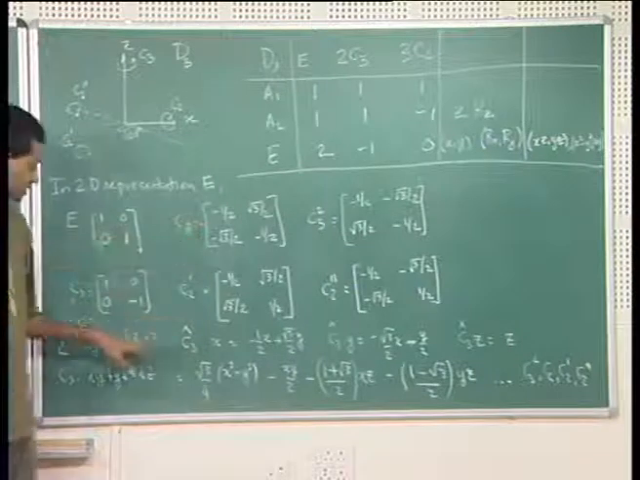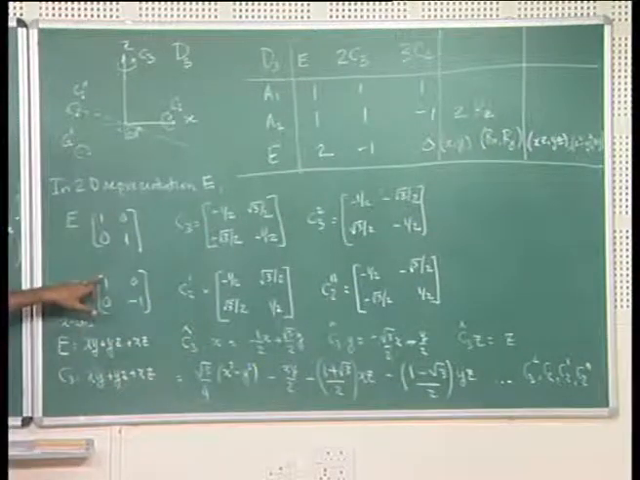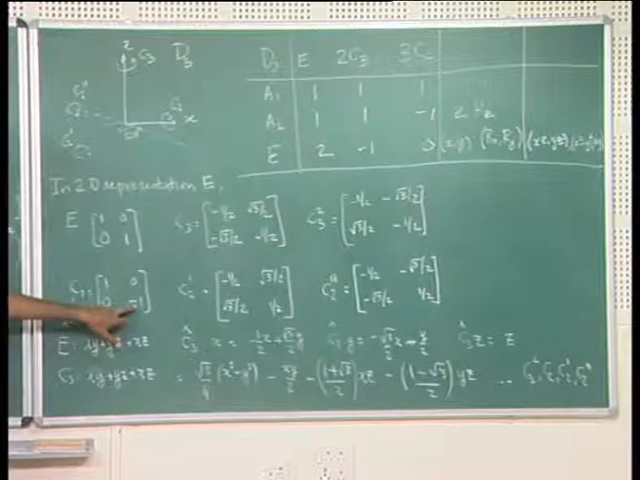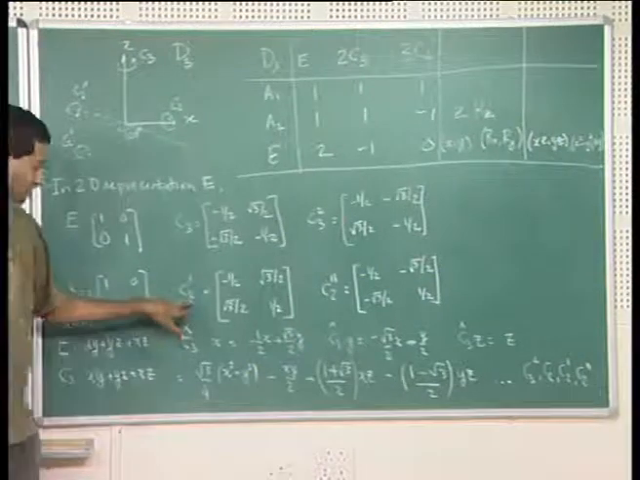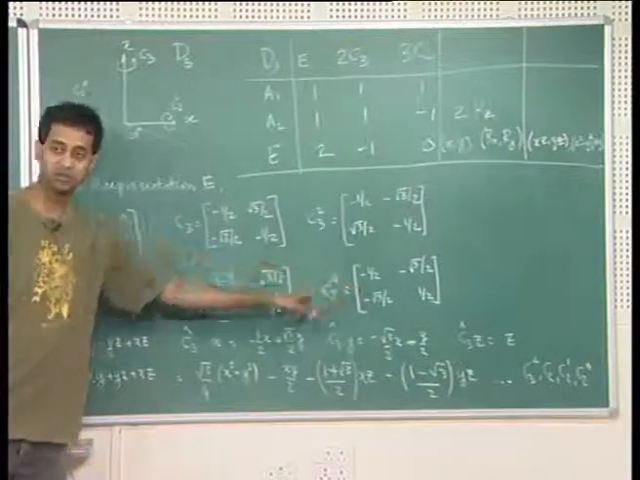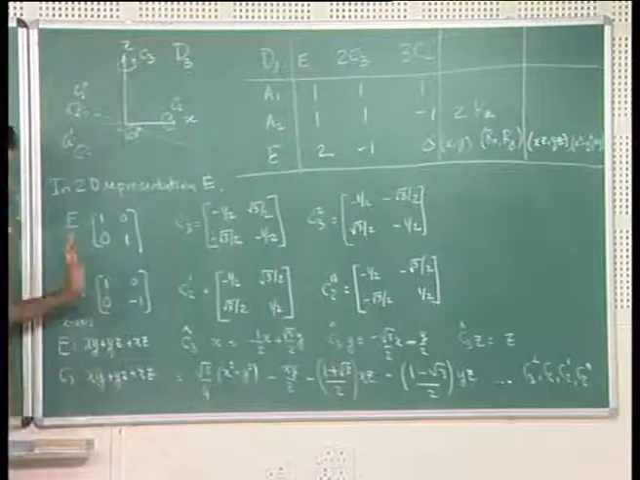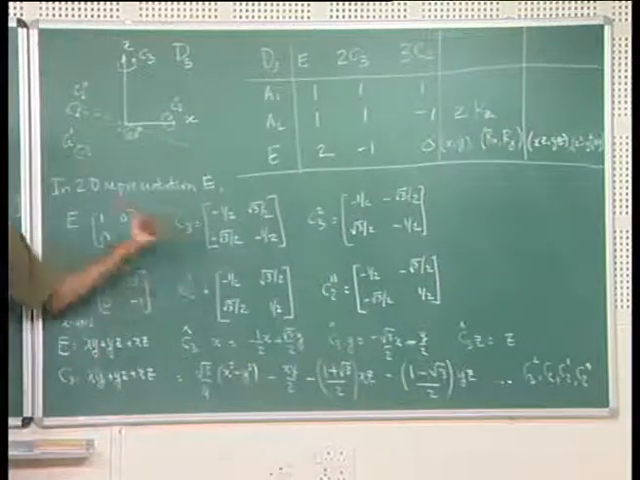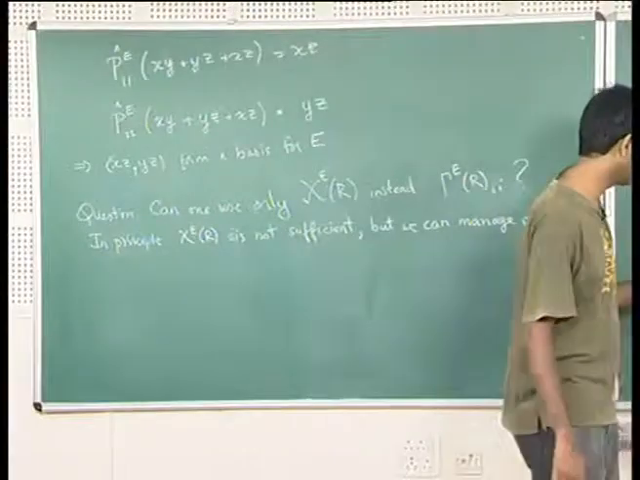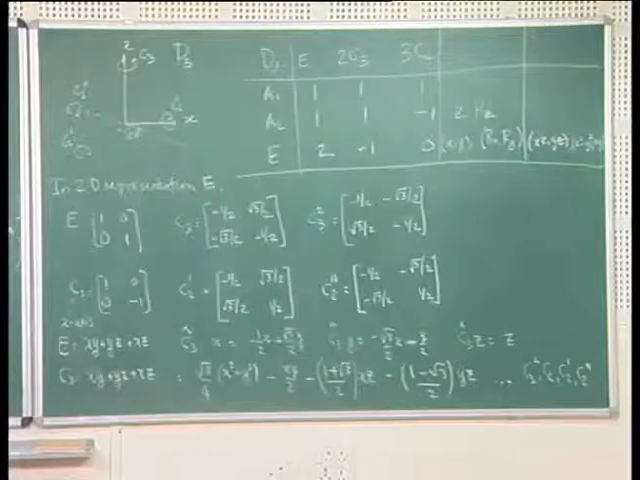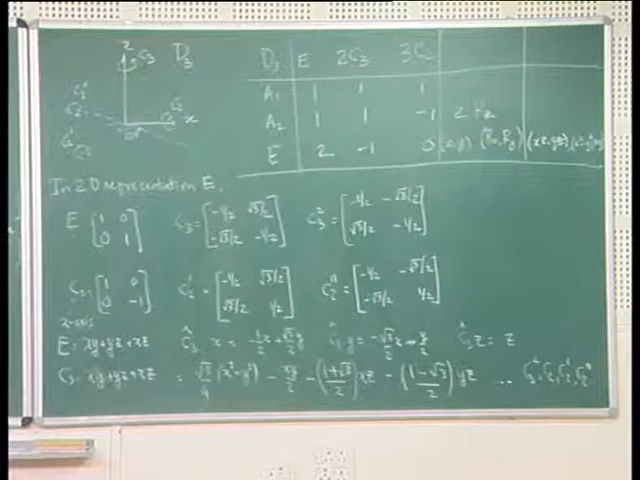So the character of C2 is 0. The character of C2 prime is also 0, the character of C2 double prime is also 0, but their matrix elements are very different. And it's important, as you saw, that for the projection operator we need to actually know the matrix elements. Now the question is, can we get by using this trace? Let's see what happens.